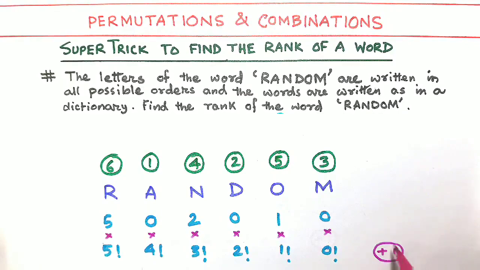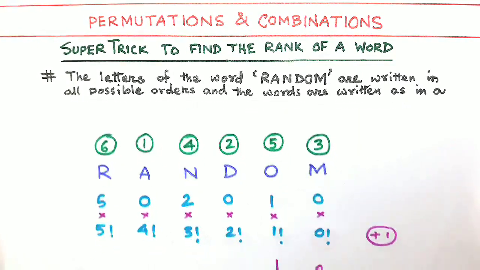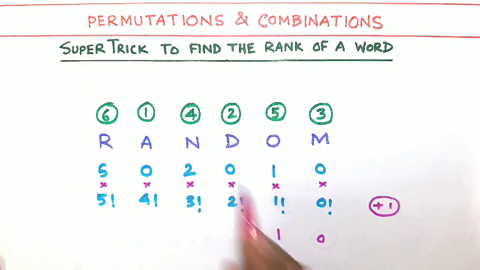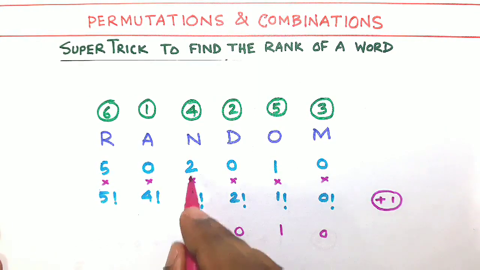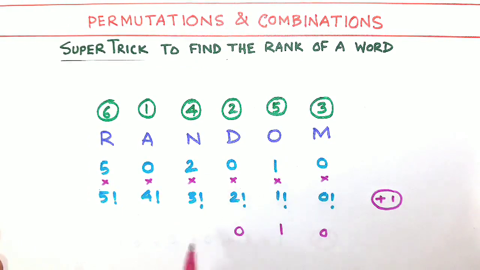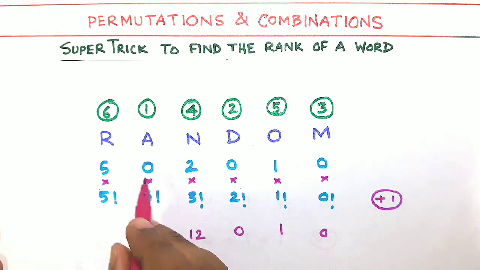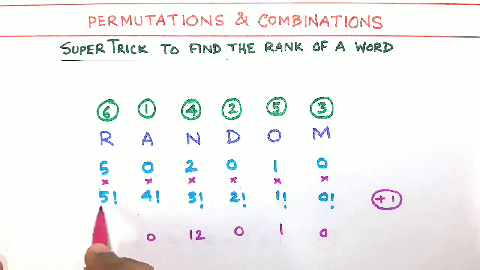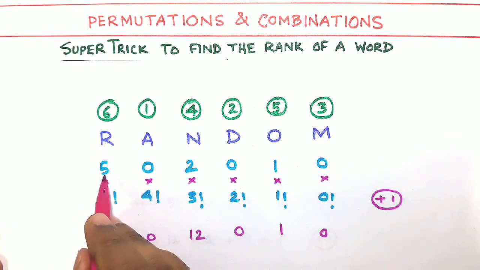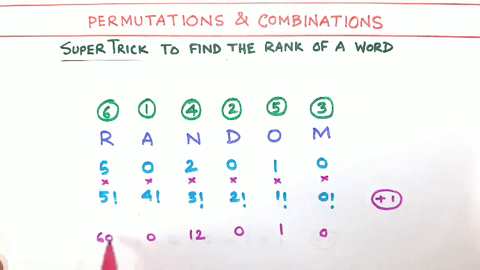This is the trick. So 0 into 0 factorial is 0. 0 factorial means 1. 1 into 0 is 0. 1 into 1 factorial is equal to 1. Next is 2 factorial into 0, which is 0. And 3 factorial into 2. 3 factorial means 6. 6 into 2 is 12. 4 factorial into 0 is 0. 5 factorial is 120 into 5. That is 600. And add all of them.